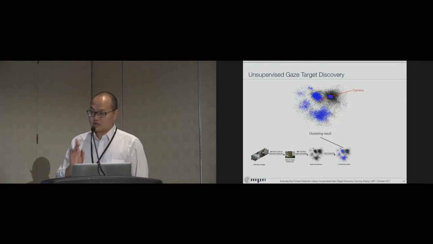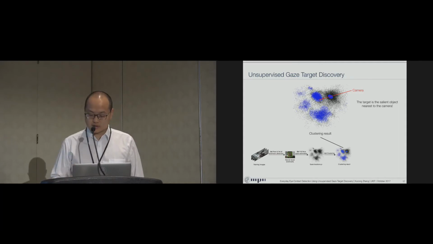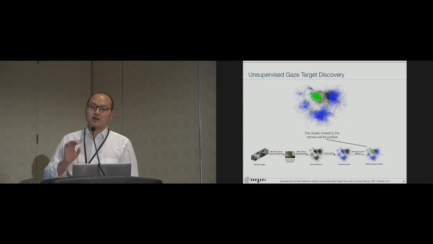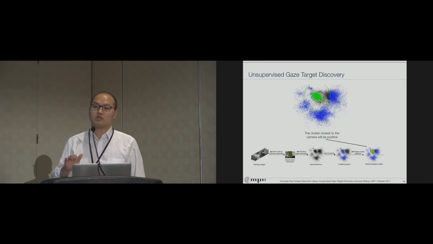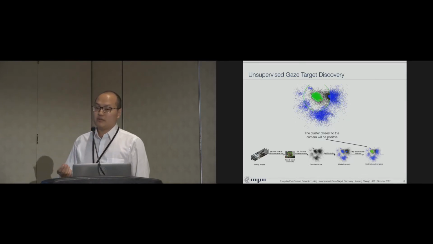The assumption for our work is that the target is the salient object nearest to the camera, so we just need to pick the cluster nearest to the camera to be the positive cluster. All the samples belonging to this positive cluster will be positive, and the samples belonging to other clusters will be negative.